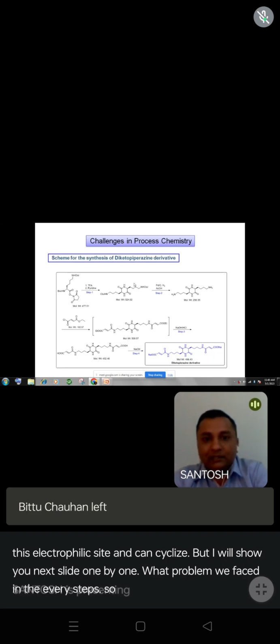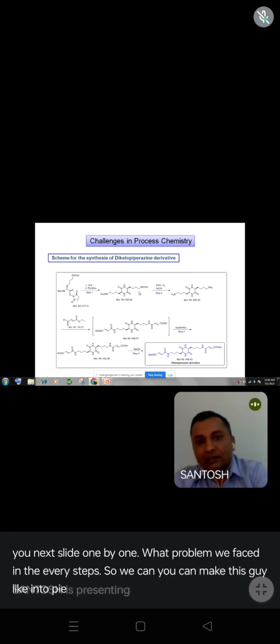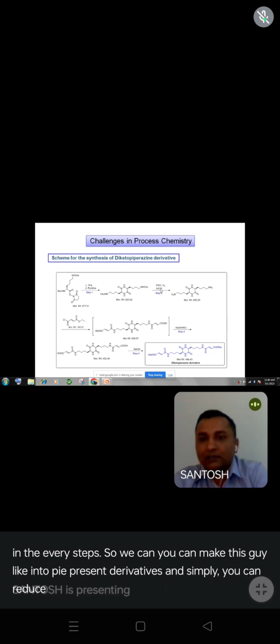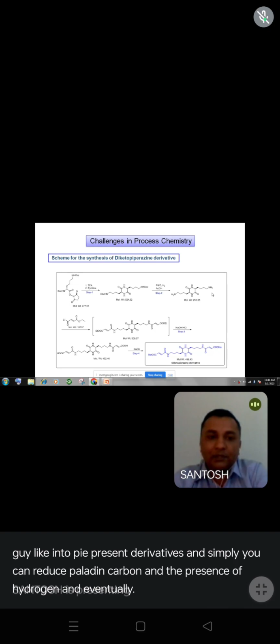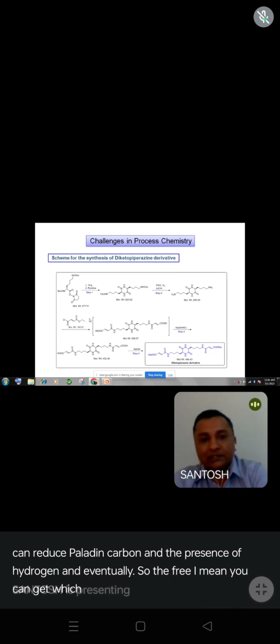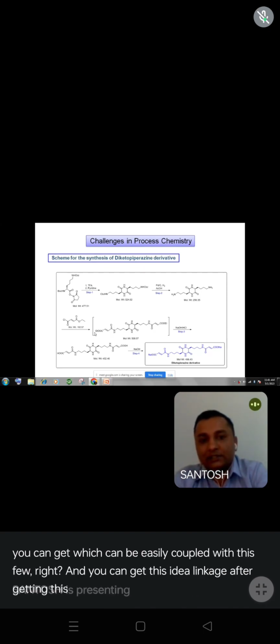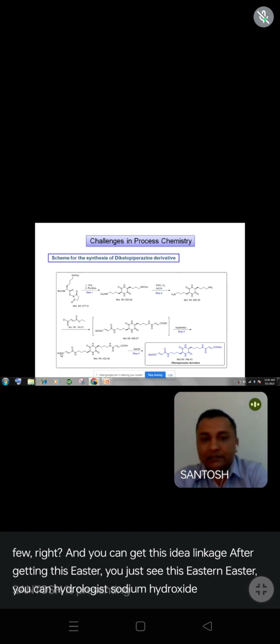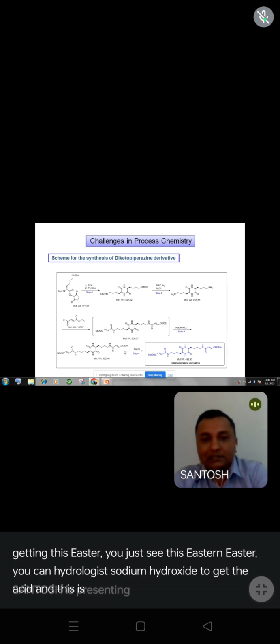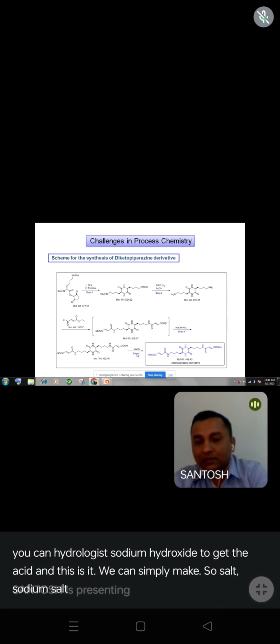So you can make this diketopiperazine derivative, and simply you can reduce it with palladium on carbon in the presence of hydrogen, and you can cleave it. So the free amine you can get, which can be easily coupled with this fumaryl chloride, and you can get this amide linkage. After getting this ester, you can hydrolyze it with sodium hydroxide to get the acid. And this acid we can simply make into the sodium salt in the presence of sodium hydroxide.